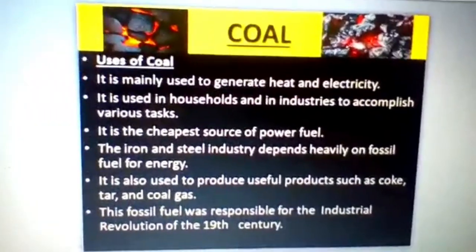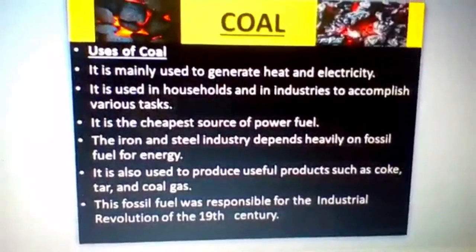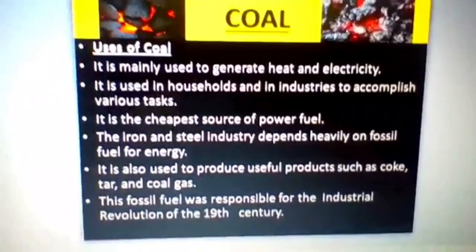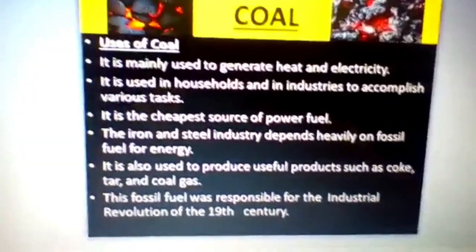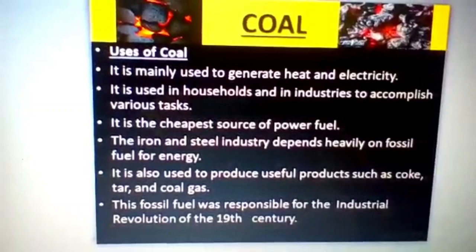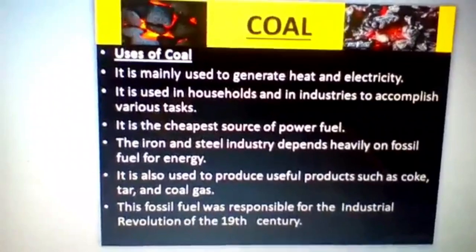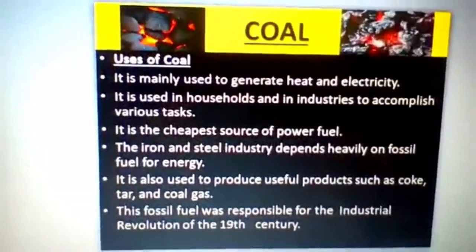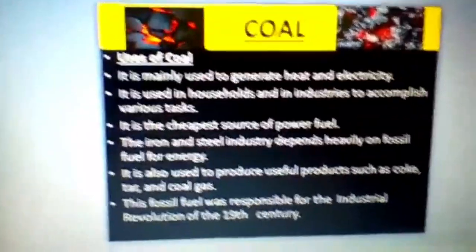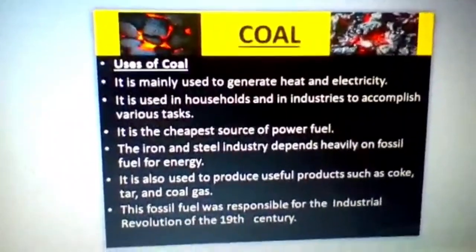Let's understand the uses of coal. It is mainly used to generate heat and electricity. It is used in the household and the industries to accomplish various tasks. It is one of the cheapest power resources that we have. The iron and steel industry heavily depend on it. All the byproducts are also used, such as coke, tar and coal gas. And this fossil fuel is a major fuel which is used in many industries. It is a hard black mineral that is found below the earth's surface, and it is burnt to produce heat.